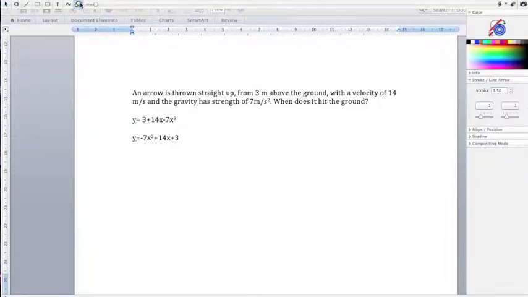The problem 2 is this one. An arrow is thrown straight up 3 meters above the ground with a velocity of 14 meters per second, and gravity has a strength of 7 meters per second squared. The problem we are going to solve is when it touches the ground. This is our equation interpreting the statement above, but ordering it. So this is the equation that we are going to work with.